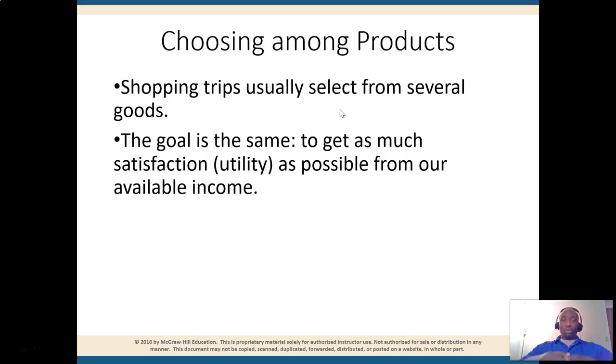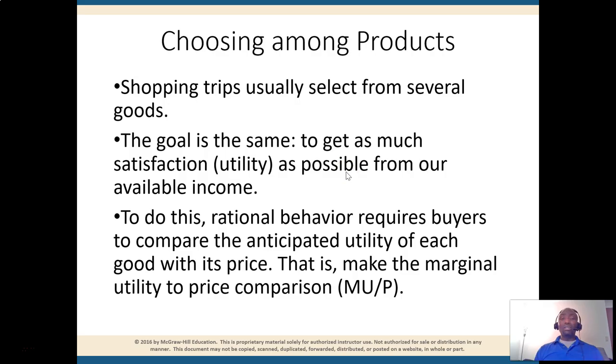Okay, now to be able to compare goods, you need some basic rules. One of the rules in economics is what we call the marginal utility divided by price. Because if you have different goods with different prices, it's really difficult to compare them. If one good costs $5, the other costs $1, and the other one costs $7, you really can't compare them. The only way you can compare them is to bring them to the same monetary unit, $1.